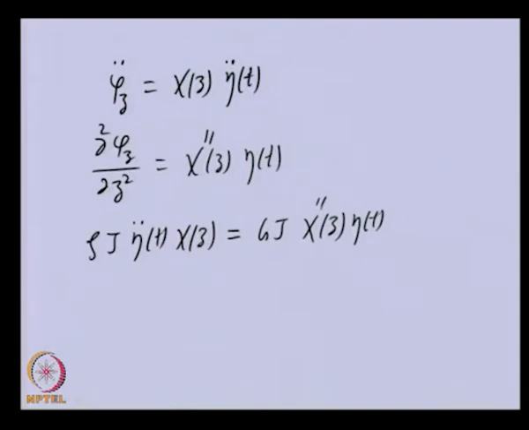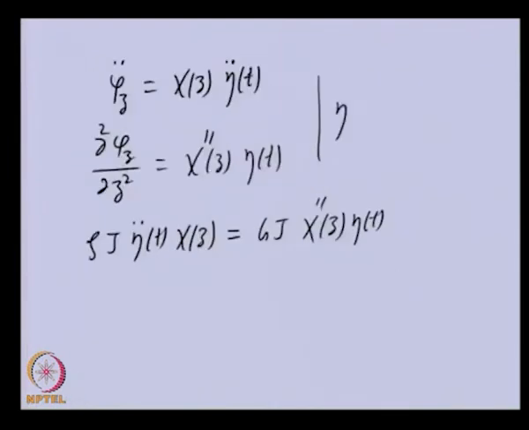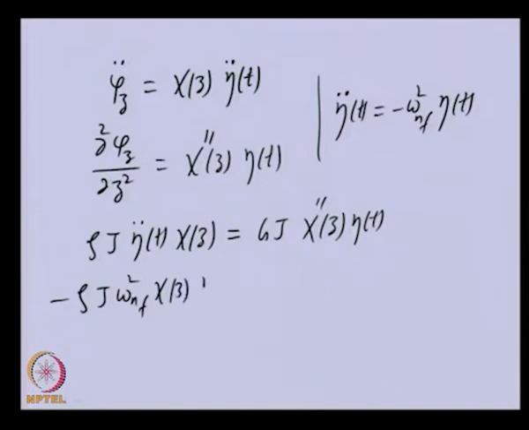Now, if we see the harmonic function has a property: if we take the double derivative of this with respect to time, we will get a relation. This is the condition of the harmonic motion, and if we substitute this here, we will get rho j minus omega square n f and chi z eta t is equal to g j chi.